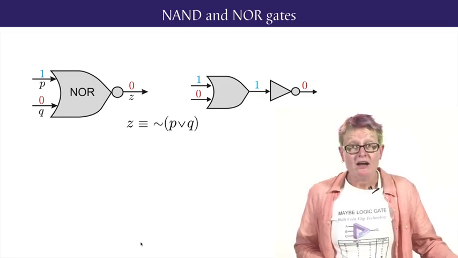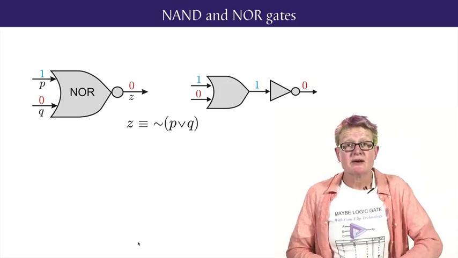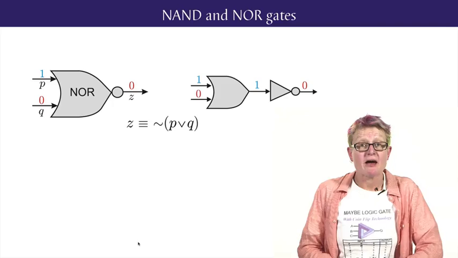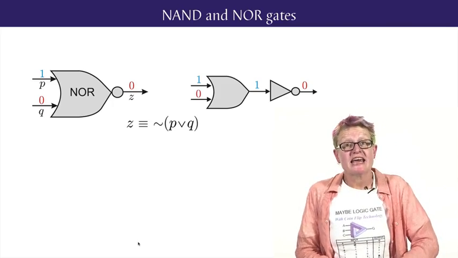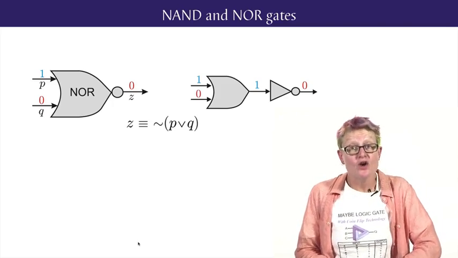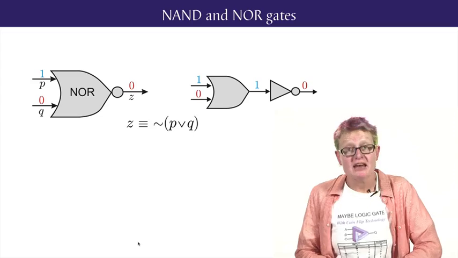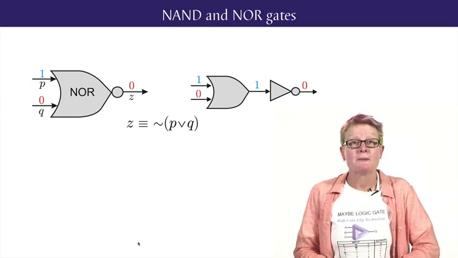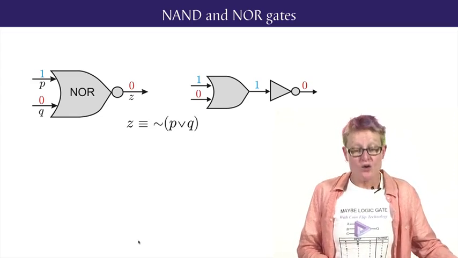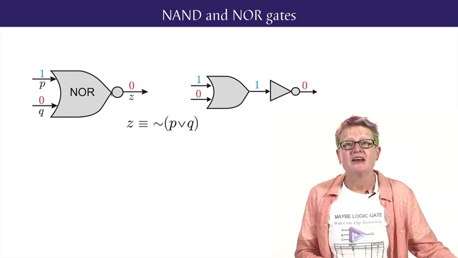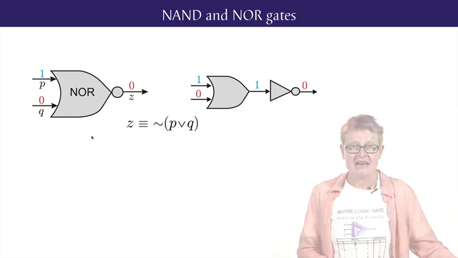There are two other logic gates that can be used as basic building blocks. The NOR gate is a two-input, one-output system, equivalent to taking an OR gate followed by a NOT gate. The output is 1 if and only if both of the inputs are 0. The standard symbol for a NOR gate is an OR gate followed by an inversion bubble to indicate negation.